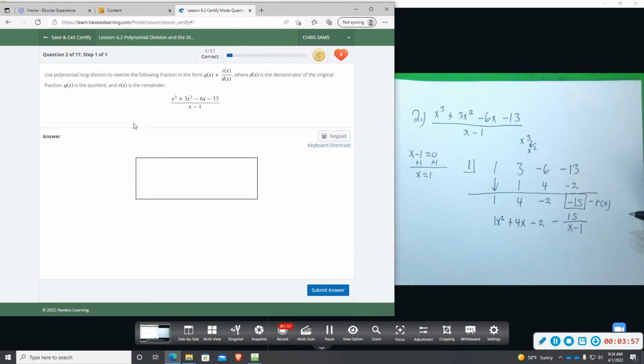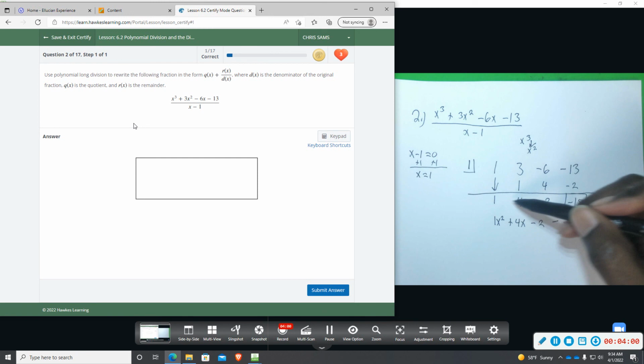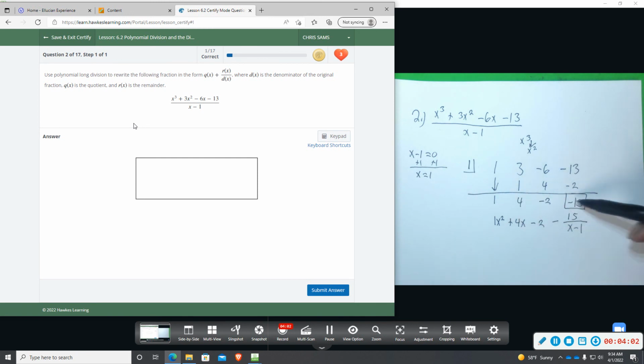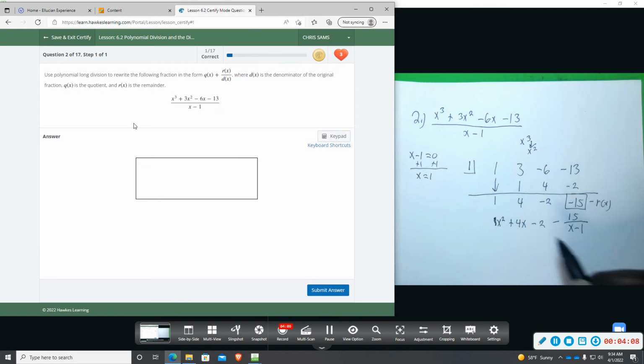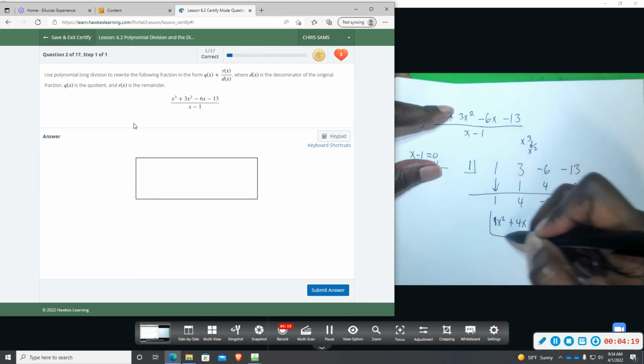So the only thing you have to be aware of is how to write your remaining row as its polynomial. So the 1 is understood, so normally we don't write that 1. So it's just x squared, 4x minus 2, and then minus the 15 over x minus 1. So this is our solution.